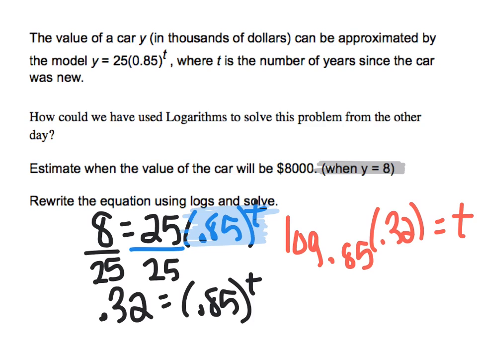So we are going to find the log base 0.85, and then we're going to arrow over inside the parentheses of 0.32. And if we hit enter, it tells us that t is approximately 7.011. So after approximately 7 years is when the car will be worth $8,000.